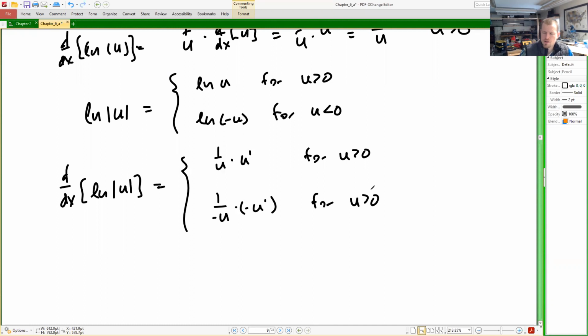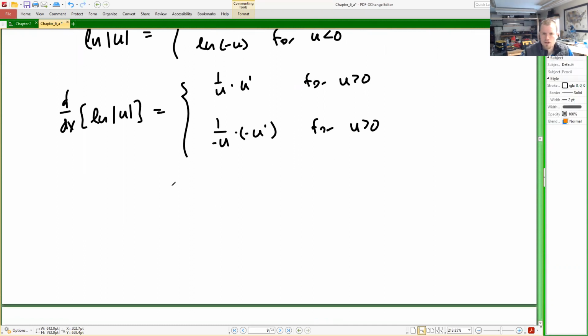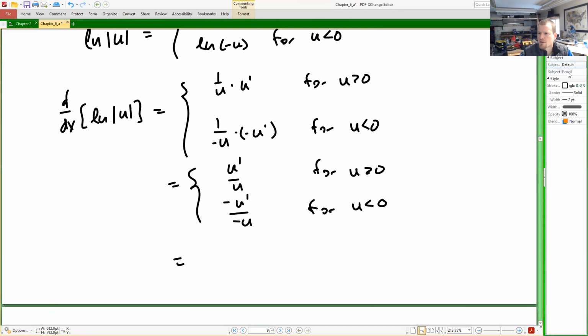For u greater than 0. So if we simplify that a little bit, I don't have a lot of room left here, so we just need a couple more. 1 over u times u prime is u prime divided by u for u greater than 0. Oh, sorry, the second one should be less than 0 here. And then negative u prime divided by negative u for u less than 0.